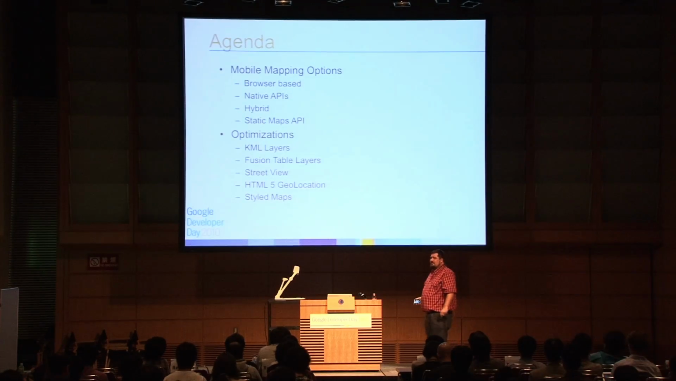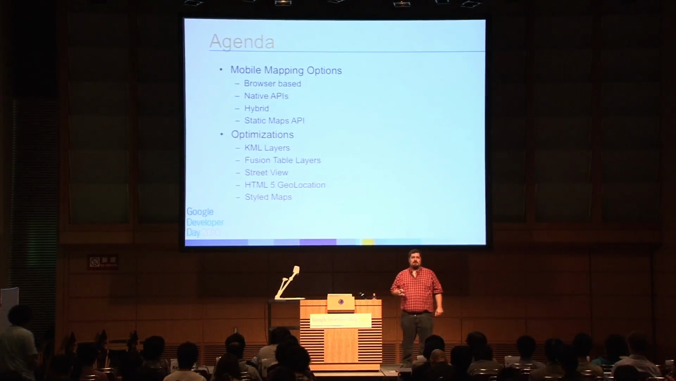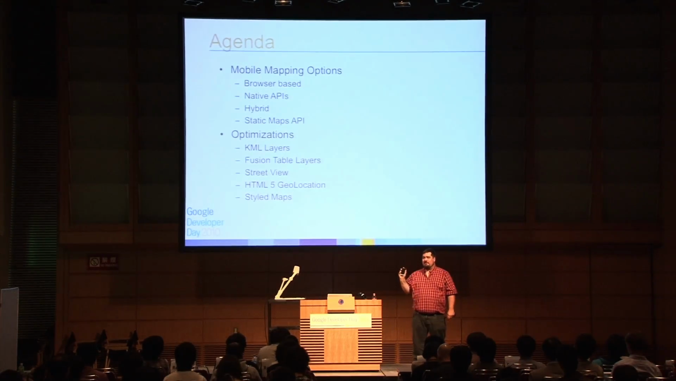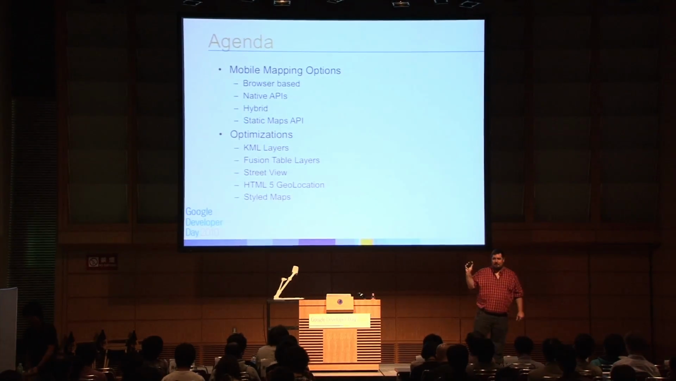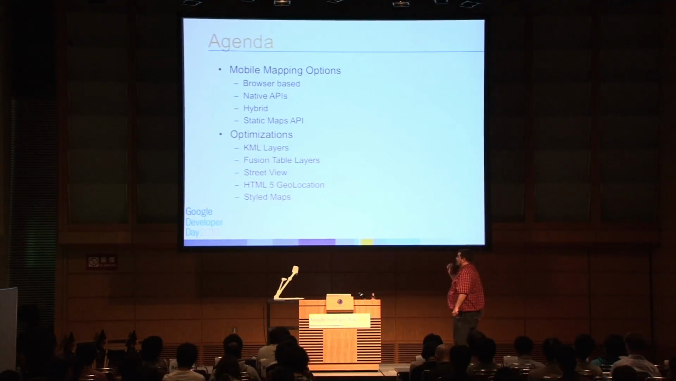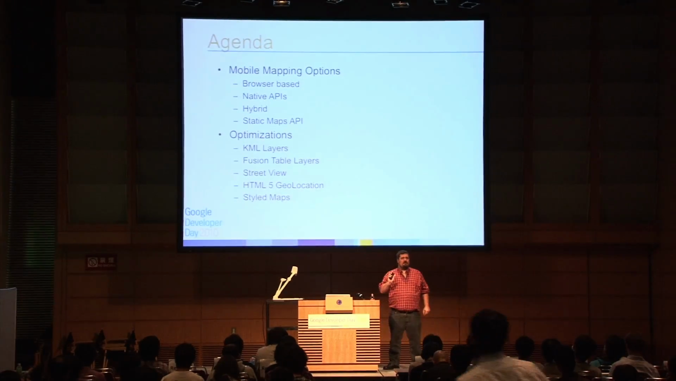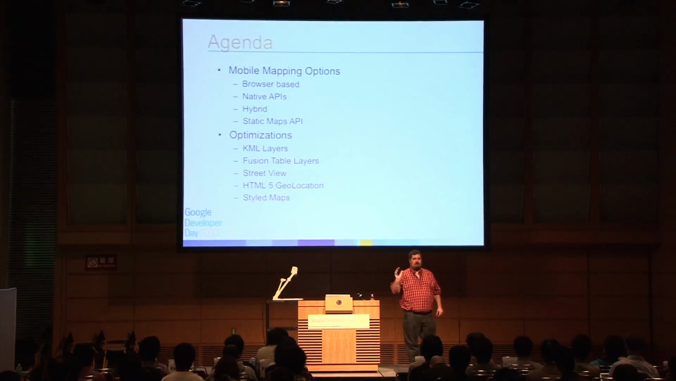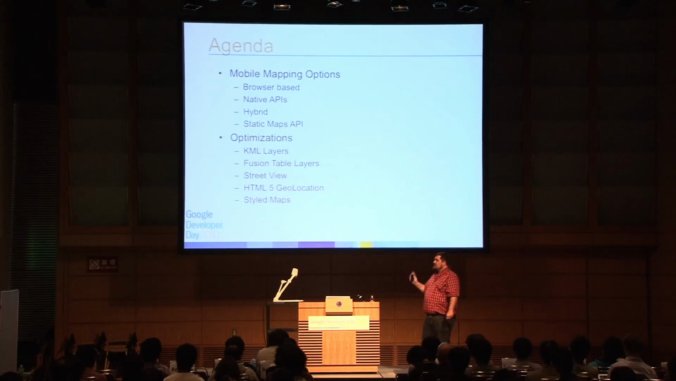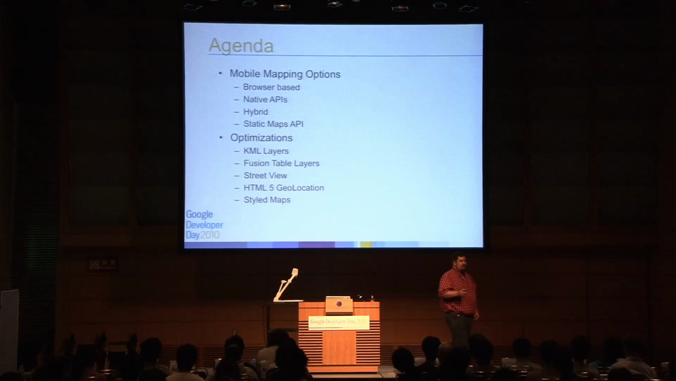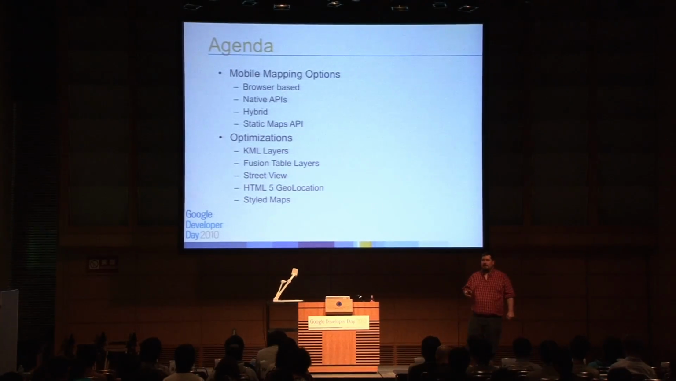These devices come with a variety of sensors on them. Think about a few years ago, we didn't really have all these sensors. We didn't have compasses. We didn't have GPS devices. We weren't carrying around these incredibly powerful computers in our pockets. Today I'm going to talk to you about the different options you have for developing a map on one of these devices. And more importantly, the optimizations that you can use to get over some of the limitations that the devices present.